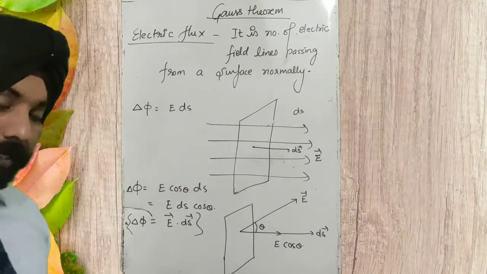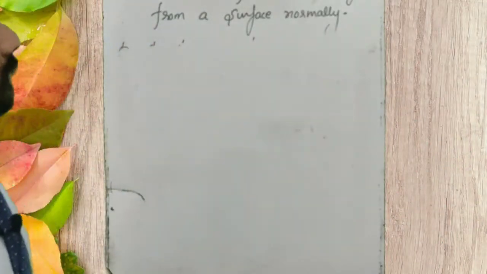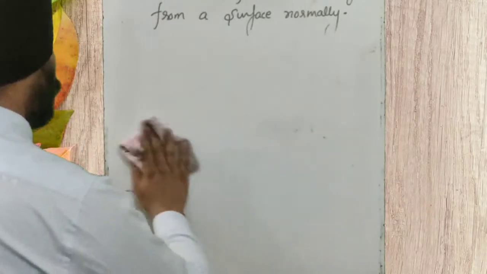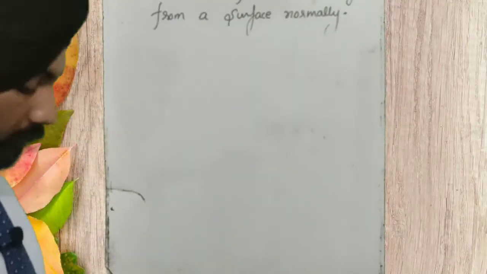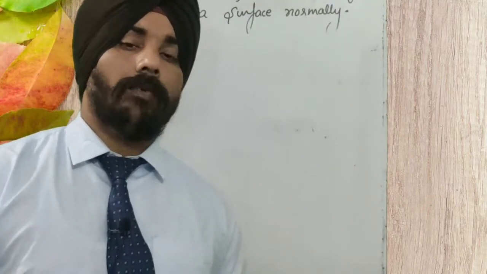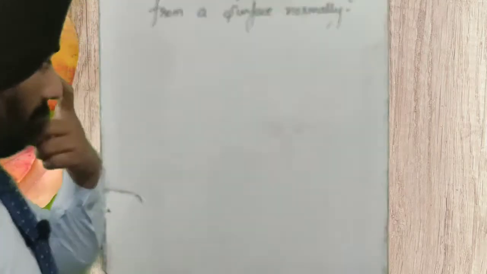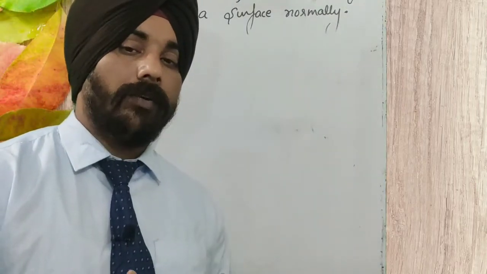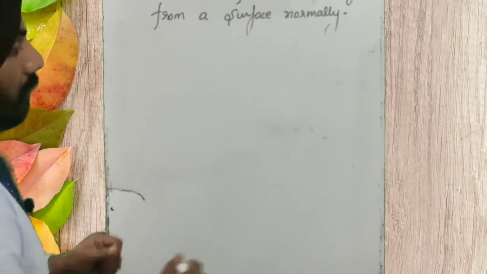One more important part here: what do we do if we have an irregular surface kept in a non-uniform electric field? For a uniform electric field we have written E dot dS, E dS cos theta, and it was very simple because we just had to take the component in the direction of the area vector. But what do we do if the magnitude of the electric field is different at every place and a surface is kept in that field?